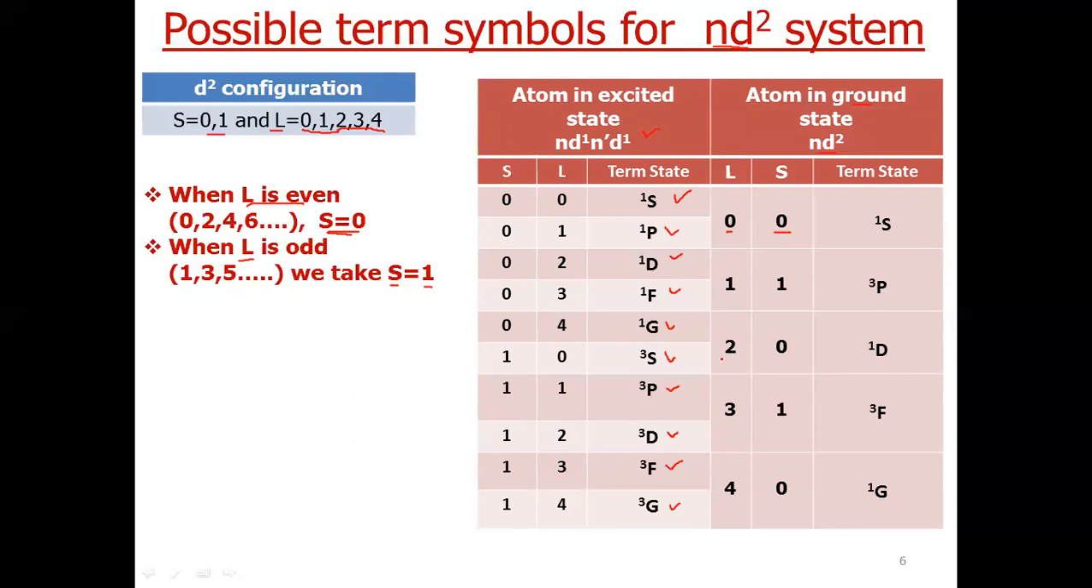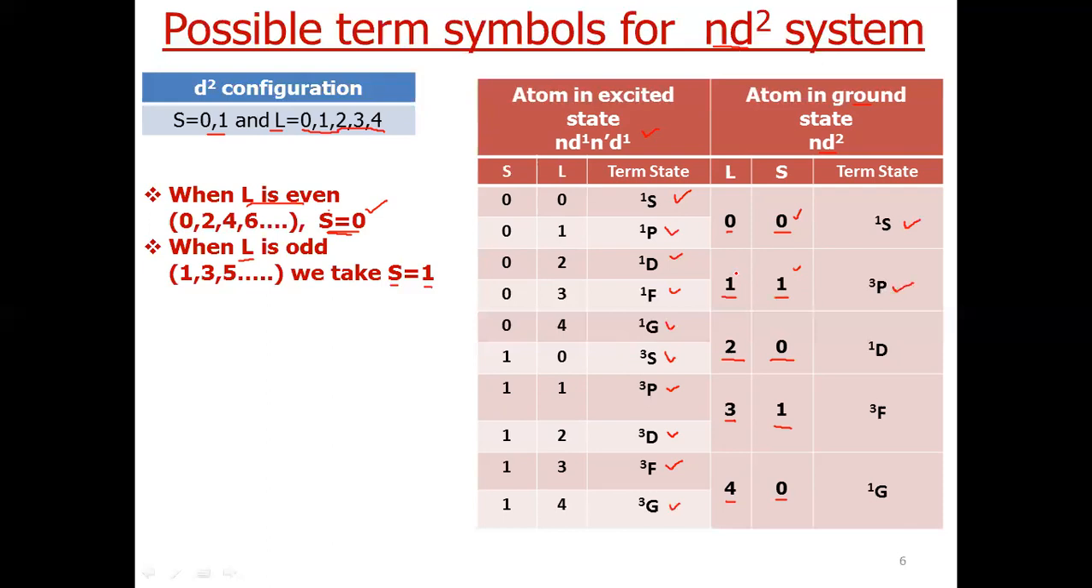For L equal to 2, S is 0. For L equal to 4, S is 0. Similarly, for L equal to 1, S is 1, and for L equal to 3, S is 1. So we have only 5 possibilities out of these 10, because when L is 0, 3S is not possible. For L equal to 0, S should be only 0, it cannot be 1. So L0 S0 leads to the term state 1S, and L1 S1 leads to the 3P state.